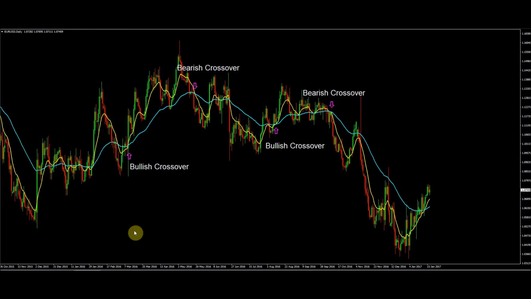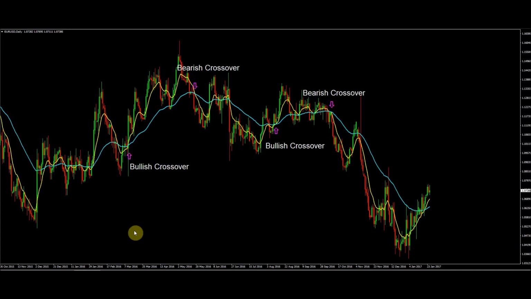Now, let us see the crossovers, which is the most popular way of using moving averages. A bullish crossover happens when the shorter moving average crosses above the longer moving average, and vice versa. You can use double or triple crossovers, and in general it depends on how complicated you want to make your strategy. Naturally, this signal is lagging too, but it gives you a quick trend bias on your chart.